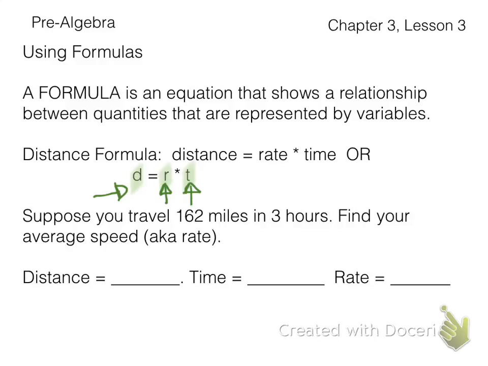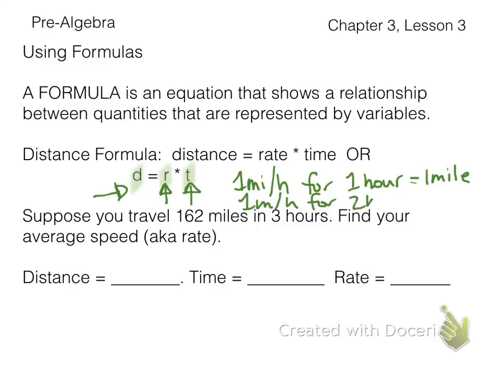So if I'm going 15 miles per hour, let's do something even more basic. If I'm going 1 mile per hour for 1 hour, my distance is only 1 mile. Whereas if I went 1 mile per hour for 2 hours, I've gone now 2 miles. And just a reminder that the word per means multiplication.